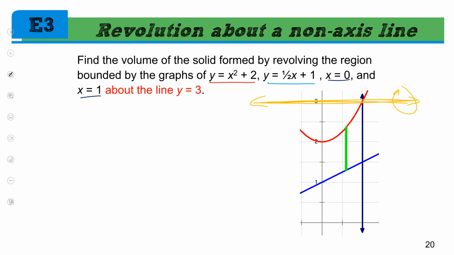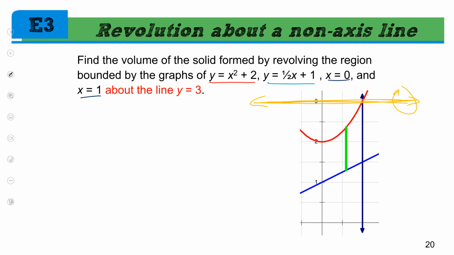I'm still going to figure out where the farthest point is. I'm going to call that R, capital R. I'm going to find where the closest point is. I'm going to call that little r. And I know I'm going to get a washer. How do I know I'm going to get a washer? Because my rectangle is not touching the axis of revolution. We'll go through that later.